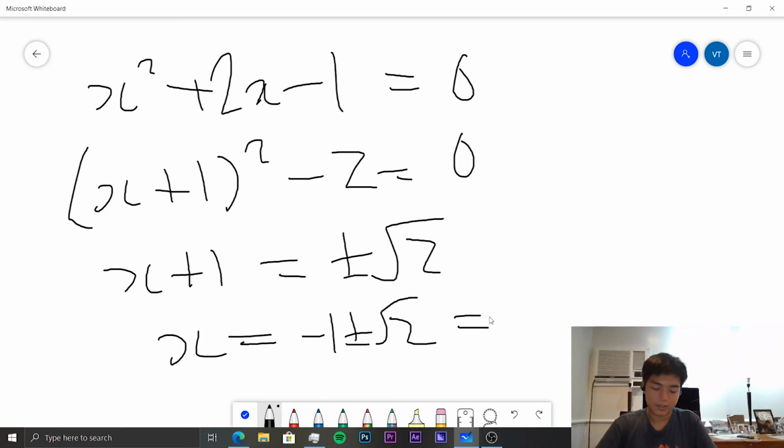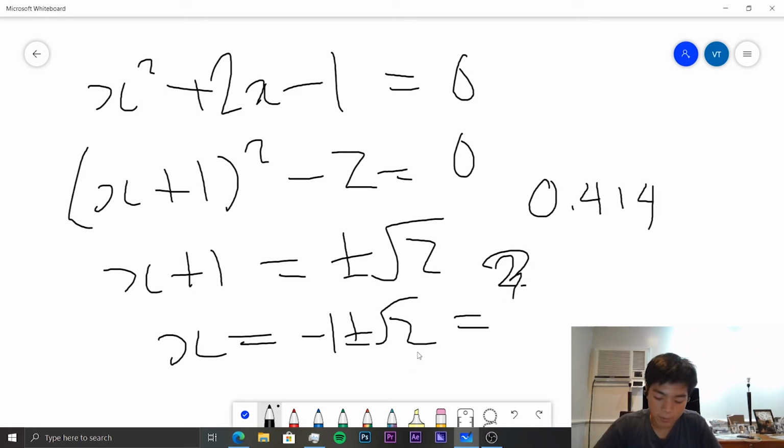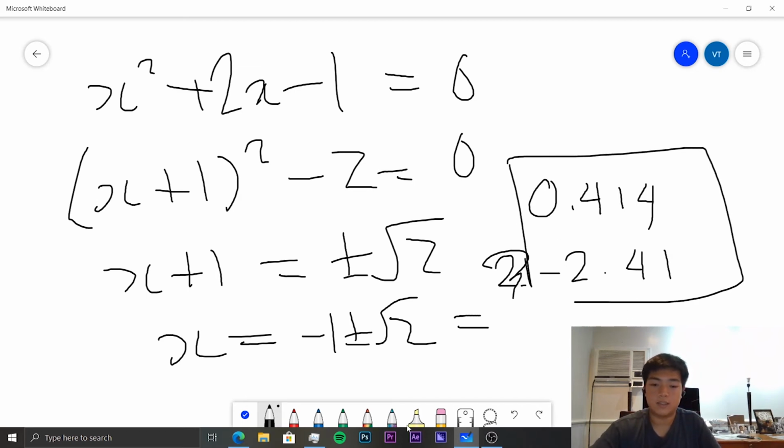Let me just pull out a calculator. Negative 1 plus the square root of 2 is equal to, sorry, that's 1. Is equal to 0.414, and negative 1 minus the square root of 2 would be equal to negative 2.41. So those are our two answers.